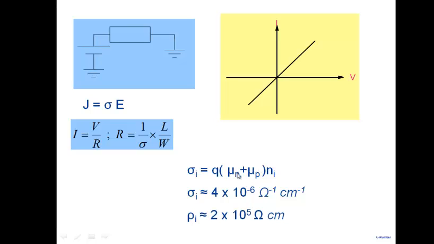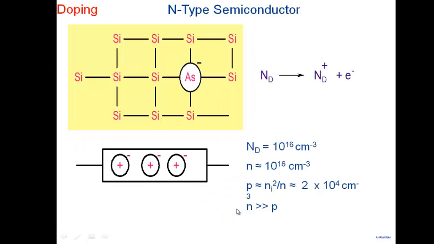So if we know ni, and the mobilities of electrons and holes can be measured in silicon, and q, of course, is the charge, then if we plug in all the numbers, we get a resistivity of around 2 times 10 to the power 5 ohm centimeter. So a pure semiconductor is pretty resistive. The amount of current that you can calculate will be pretty small because of the high resistivity. That's pure silicon.